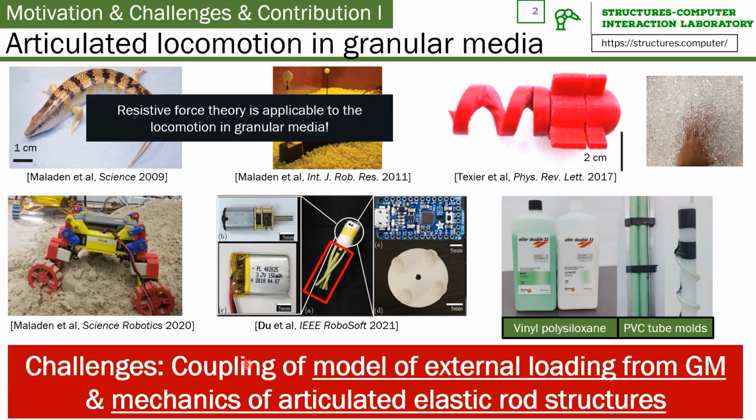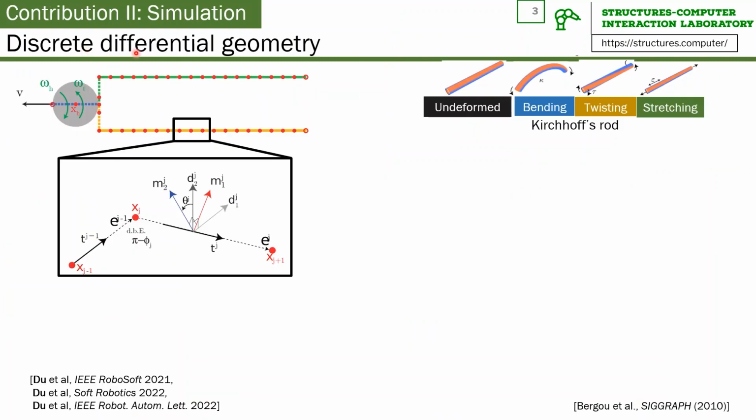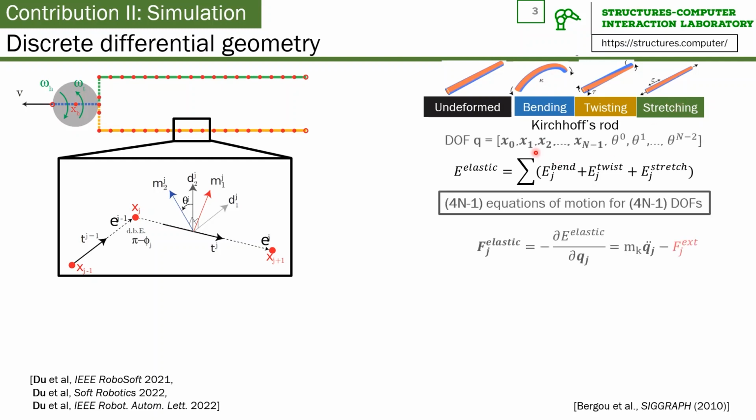The modeling is challenging as it couples mechanics of articulated elastic rod structures and the model of external loading from granular media. Our modeling simulation is based on discrete differential geometry, or DDG. As the name indicates, the robot structure is discretized into a series of rods by geometry, consisting of nodes and edges. Thus, the elastic energy of the robot is a linear sum of bending, twisting, and stretching energies of each node.